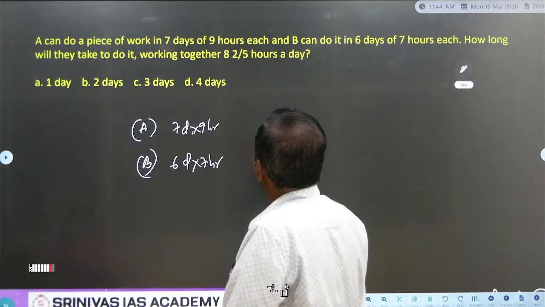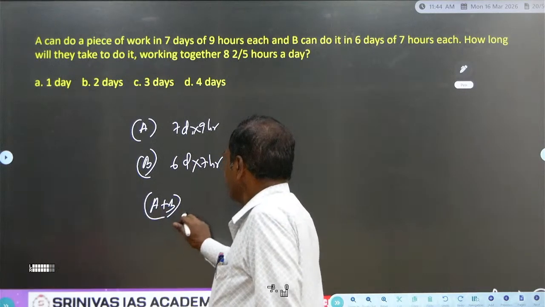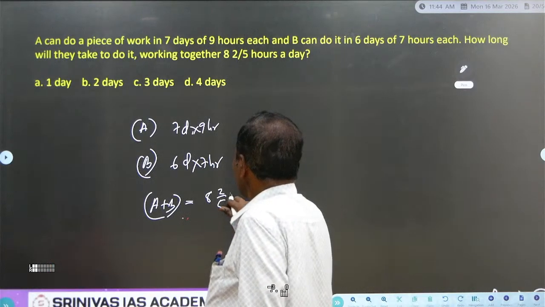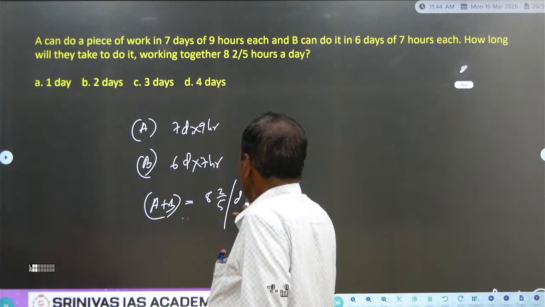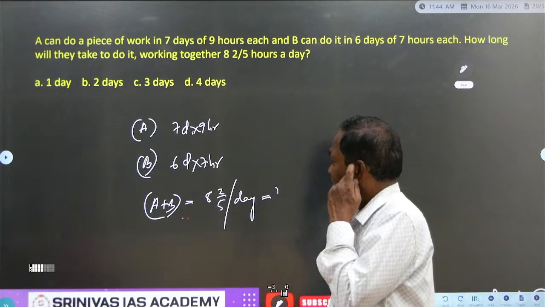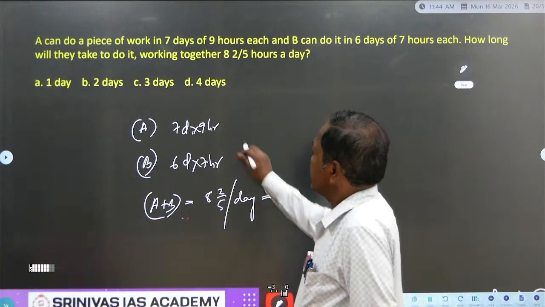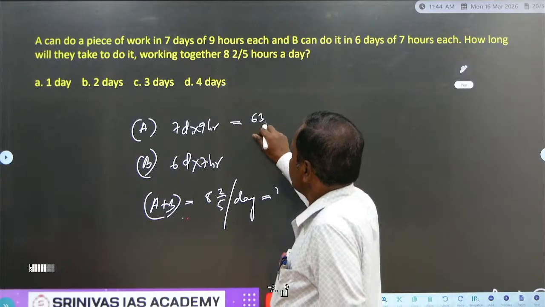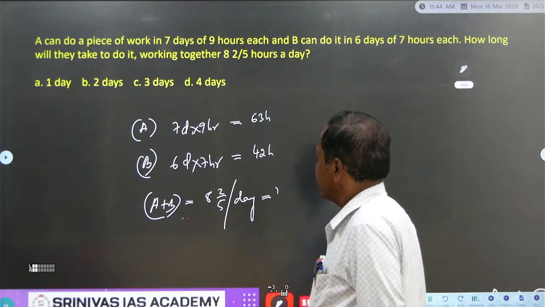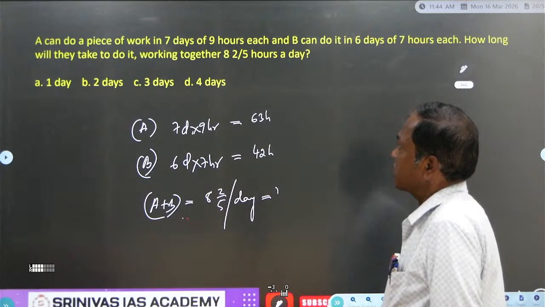Both A plus B will take 8 2/5 hours per day. Number of days is what? Now everything you convert into hours. So this is what? 63 hours. This is 42 hours. Can you solve it now?